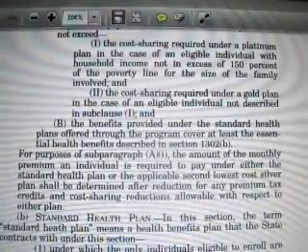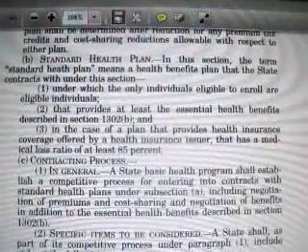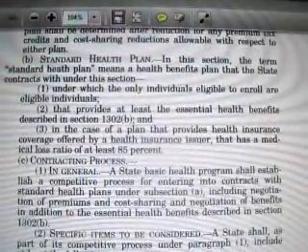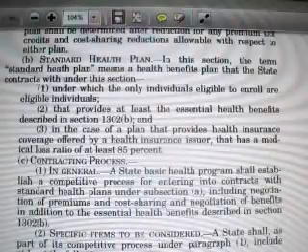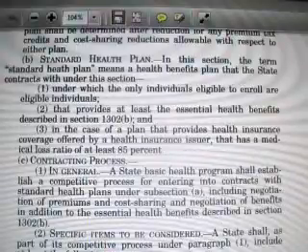Contracting process. Okay. In general, a state basic health program shall establish a competitive process for entering into contracts with standard health plans under subsection A, including negotiation of premiums and cost sharing and negotiation of benefits, in addition to the essential health benefits described in section 1302B.